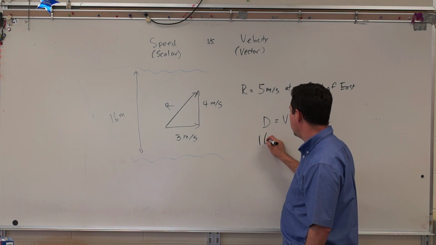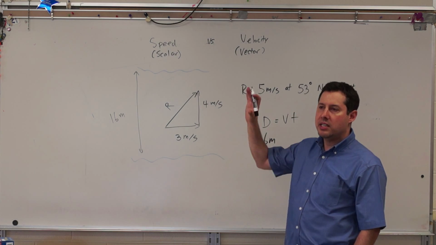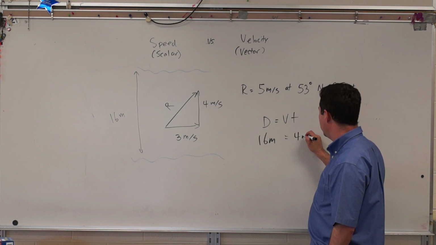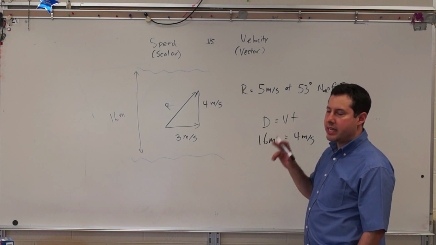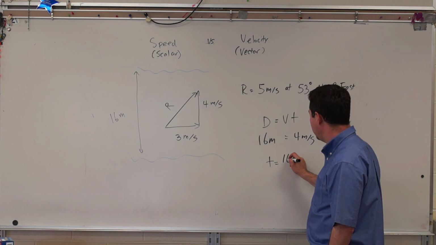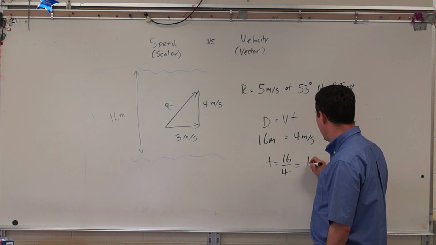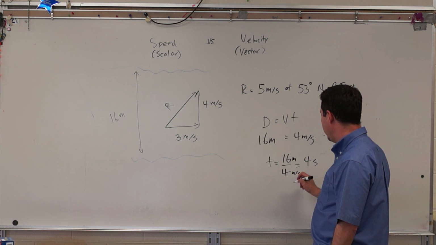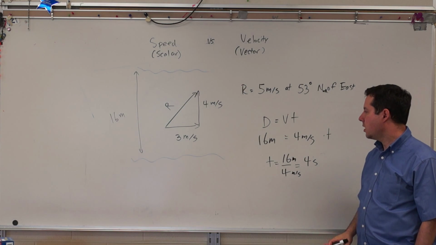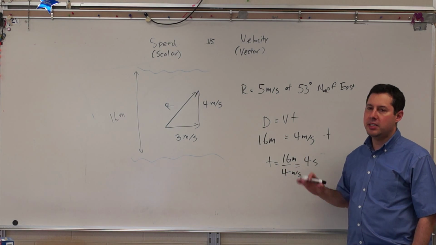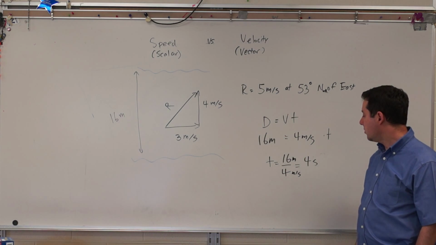Your total distance is going to be 16 meters because that's how far you're traveling north to south. Your velocity is 4 meters a second because that's your north-south velocity, times time. So time ends up being 16 divided by 4, or 4 seconds. I'll put meters and meters per second in there. So sometimes you just need to figure out what component you're working with. You don't necessarily need to use all the components.